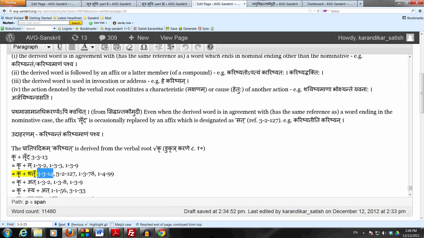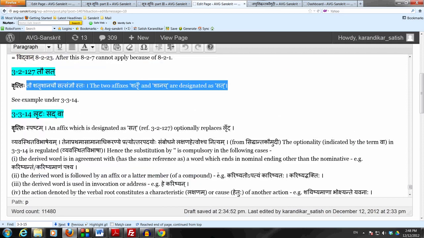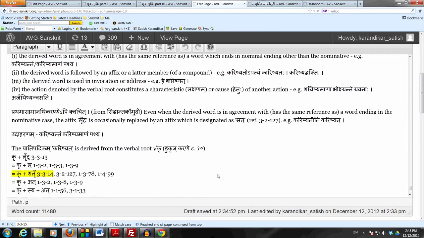And by 3-1-27, we know Shatru has the sat sanya because it says tau sat. The sutram tau sat tells us that Shatru as well as Shanach has the sat sanya. And here by 1-3-78, we are using sheshat kartari parasmai padam, and Shatru has the parasmai pada sanya by 1-4-99 lah parasmai padam. So therefore we choose Shatru because right now we are using 1-3-78, so we have to bring in an affix which has a parasmai pada sanya, which is Shatru in this case.